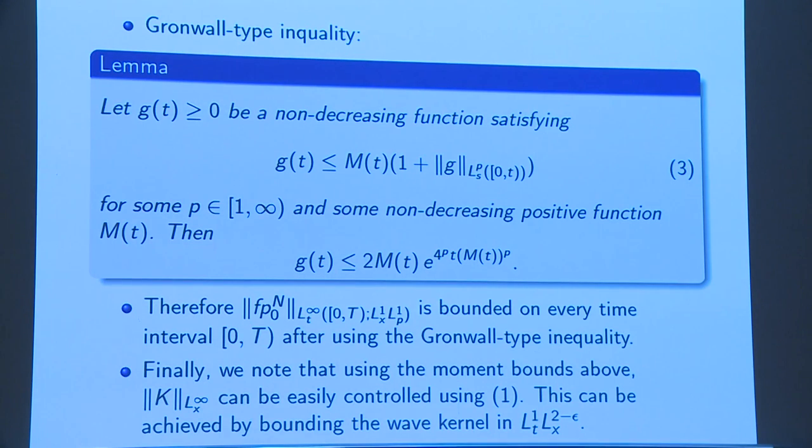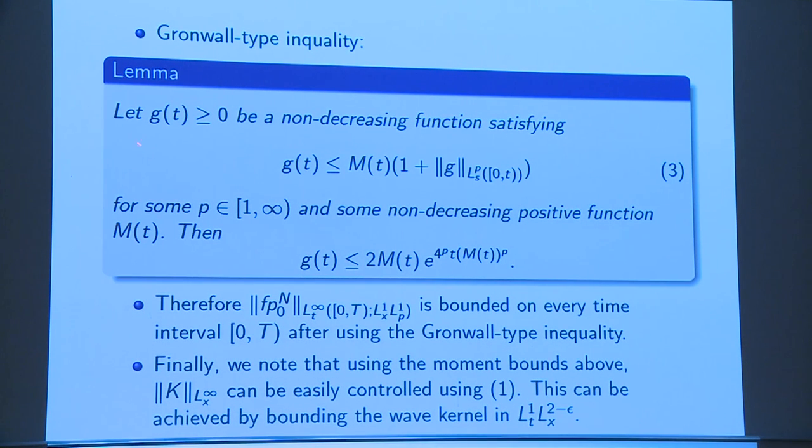Furthermore, I claim that we got good bounds, not only exponentially growing bounds, in the theorem. So let me tell you quickly how to do that. If you have this Gronwall type inequality, it can be proved via a continuity argument. Let g(0) be positive and g(t) a non-decreasing function, and suppose g(t) satisfies the inequality g(t) is less than or equal to m(t) times 1 plus the norm of g in L^p in time, for some p finite and some non-decreasing positive function m(t). Then g(t) is less than or equal to 2 m(t) times e to the t times m(t) to the power p.